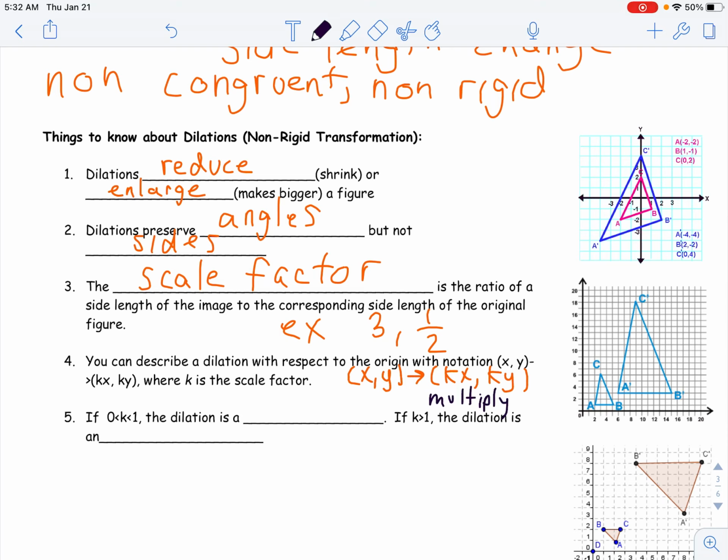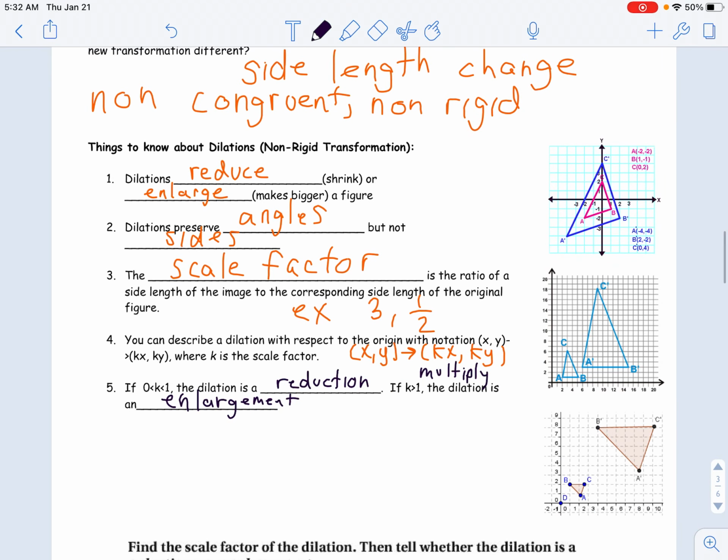And if k is between 0 and 1, it's a reduction. If k is bigger than 1, it's an enlargement. And we saw that above with 3 and 1/2. 3 made it bigger, 1/2 made it smaller. And these right here are just examples in a coordinate plane, some stuff we're going to be doing in the future. Yeah, pretty cool.